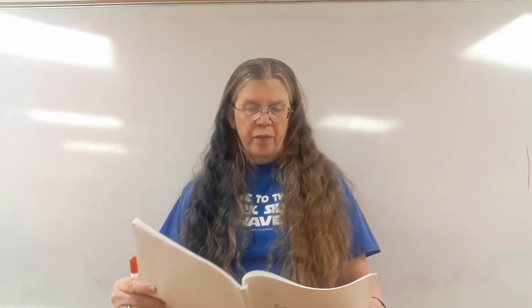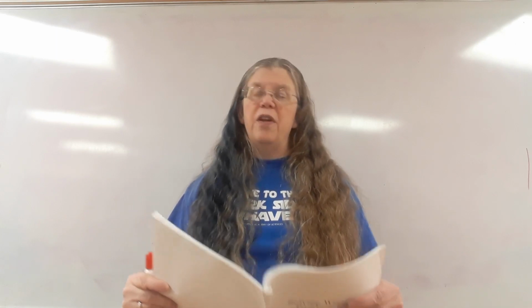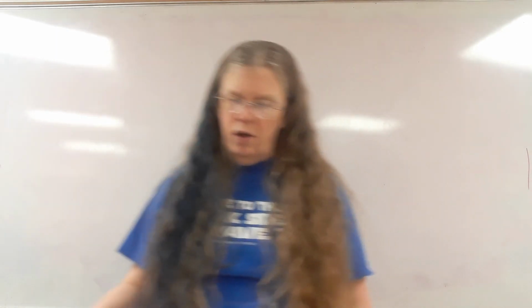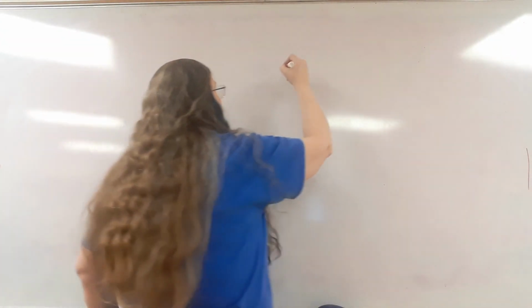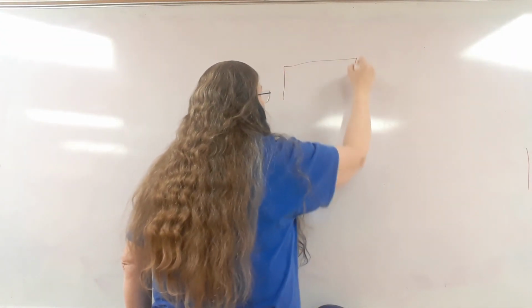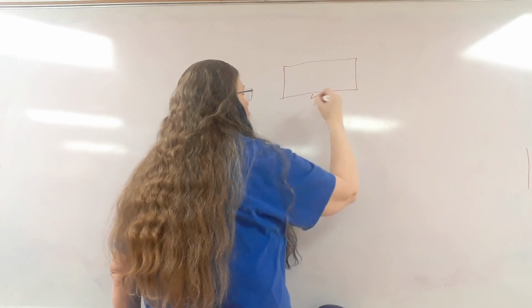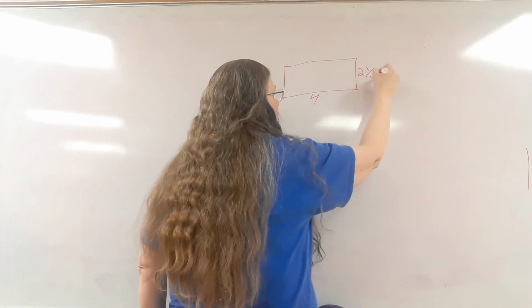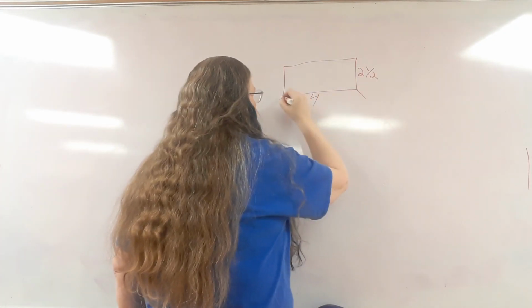G1 number 2. Salman bought an ice chest for an overnight fishing trip. If the ice chest is 4 feet long, 2.5 feet wide, and 18 inches high, how many cubic feet of ice will it hold? Okay, so 4 feet long, 2.5 feet wide, and 18 inches tall.